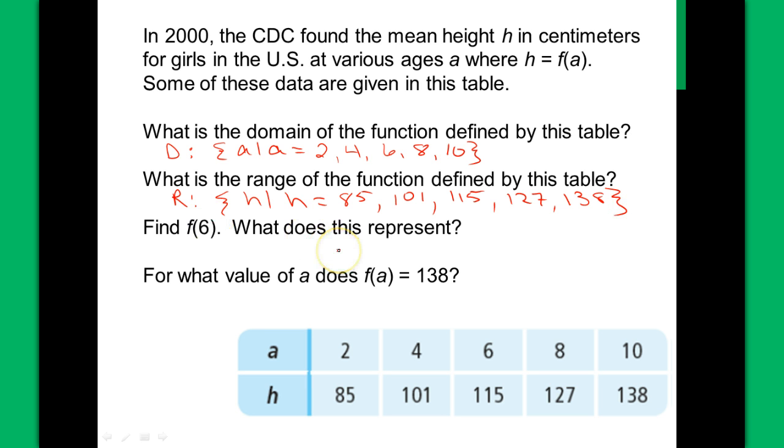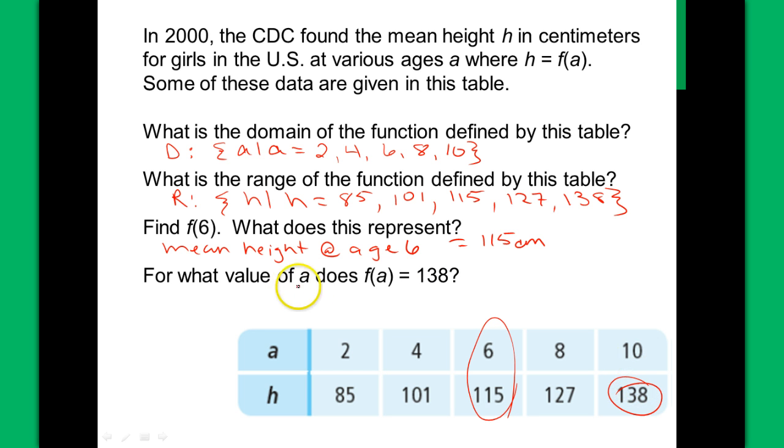What does f of 6 represent? It's the height at age 6. The mean height at age 6. Okay? And that value happens to be 115 centimeters. What is the value of A when f of A is 138? Yep, it's 10. We know it's 138 here, so we know that in years, that's going to be 10. Okay, the last problem on your notes is the same kind of thing.